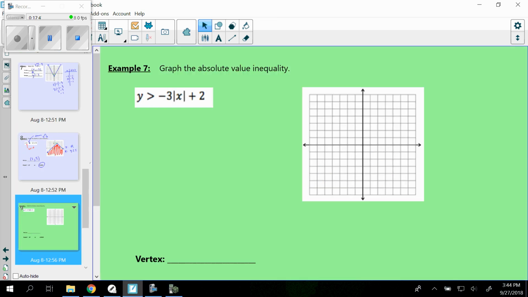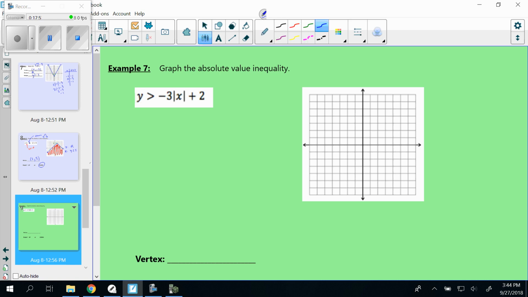All right. Number 7, graph the absolute value inequality. So again, we have an inequality here. We're going to have to do some shading. Let's find our vertex first. It's going to be 0, since we don't have any other numbers in there, 2, which is right here. Our slope on this one, we can see is -3 or -3/1.